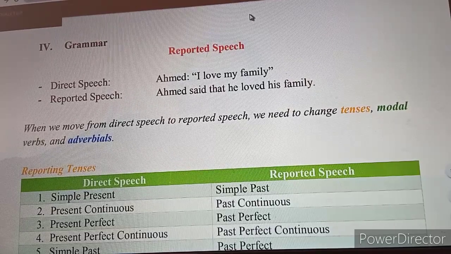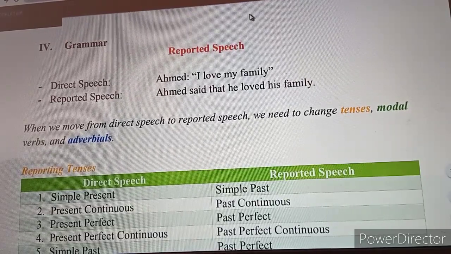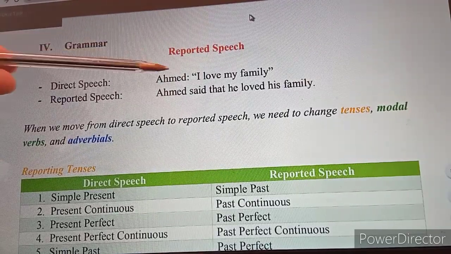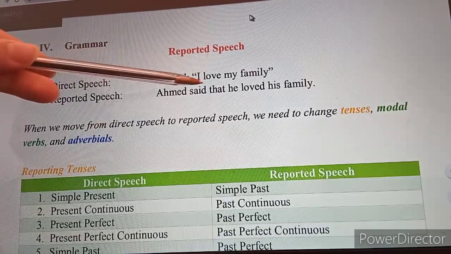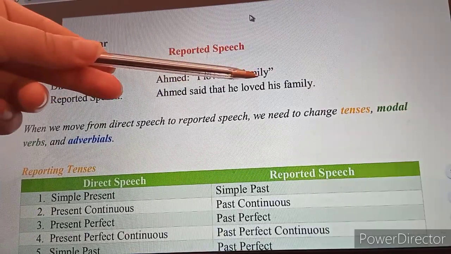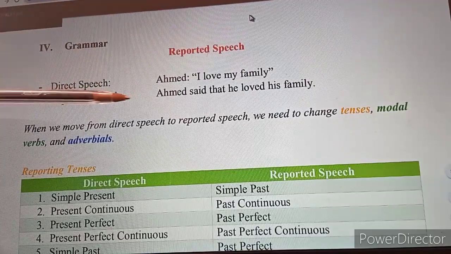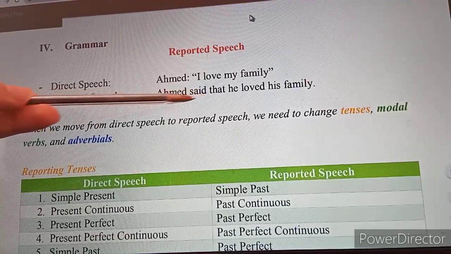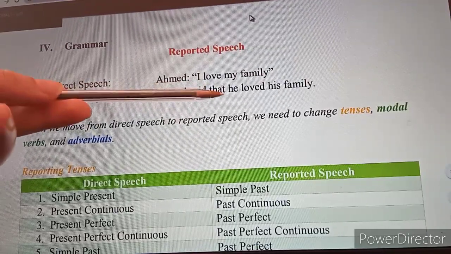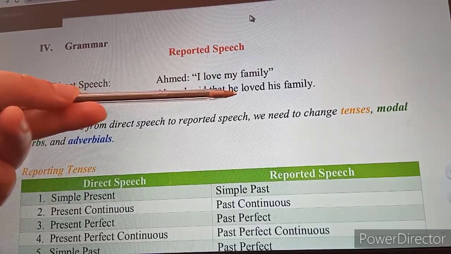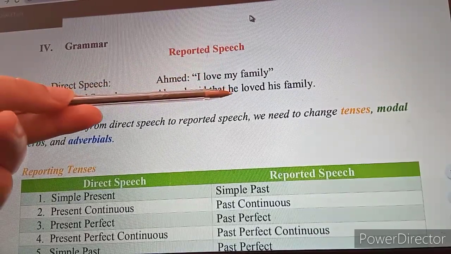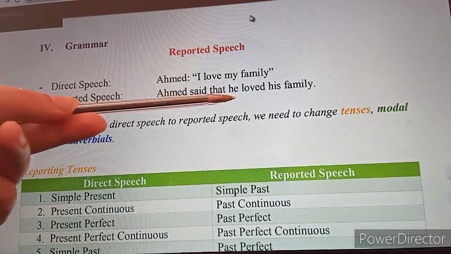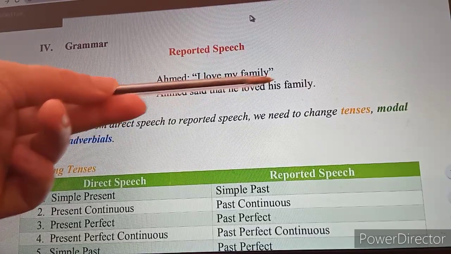So here, what are the changes that happened to this sentence? The first sentence is "I love my family." When we want to report the speech, we say Ahmed said that he loved his family. So here we have "I" and here we have "he."